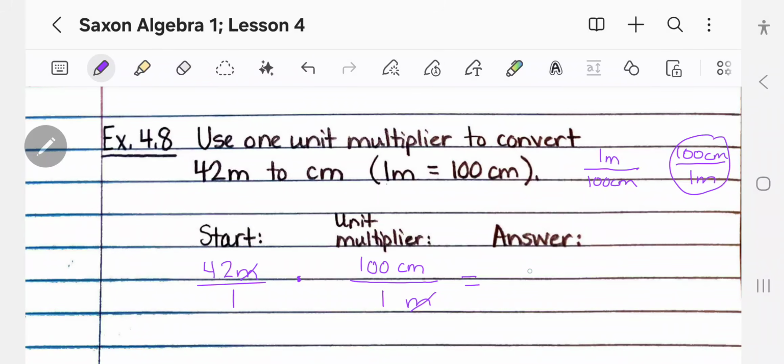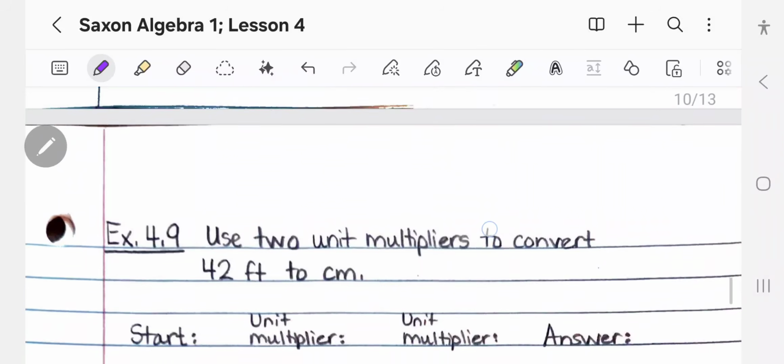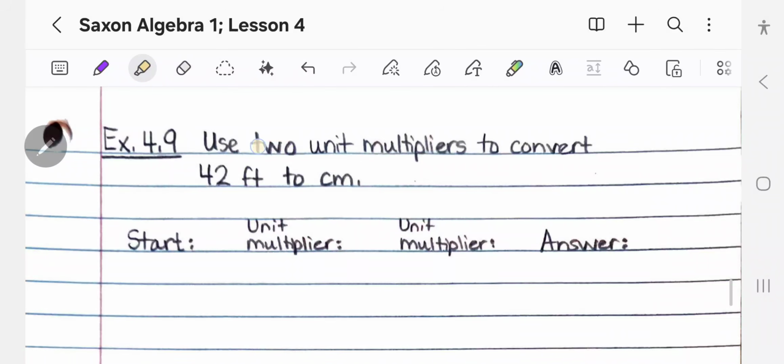42 times 100. And since that's an easy calculation, they went ahead and just did that. It's mental math. Multiplying by 100 moves the decimal 2 places. That's going to be 4,200 centimeters. And I know this isn't the way you're used to doing this type of problem, I'm sure, but it is so, so helpful. If you learn it on these simpler ones, it'll really help you when you get to the harder ones.